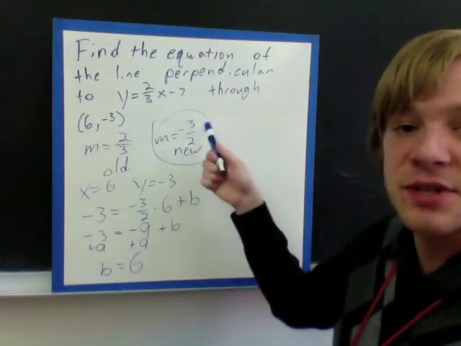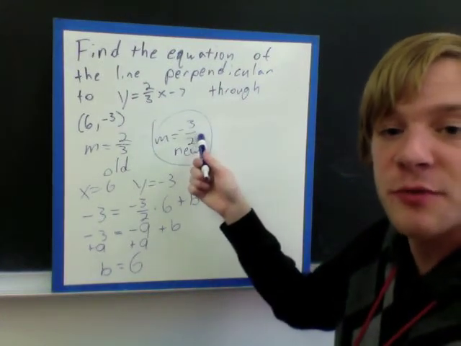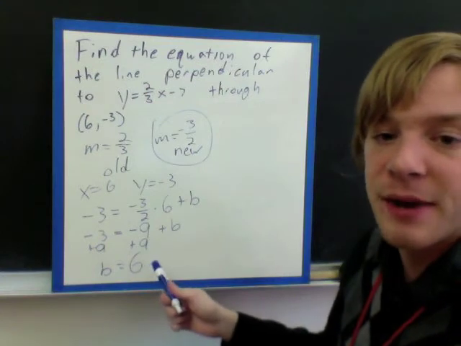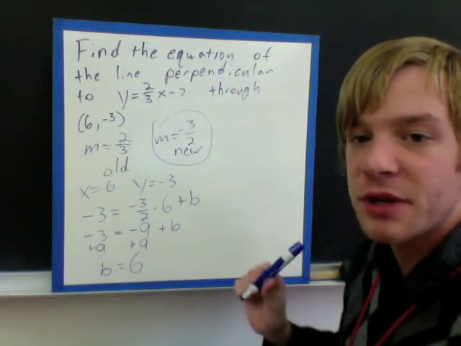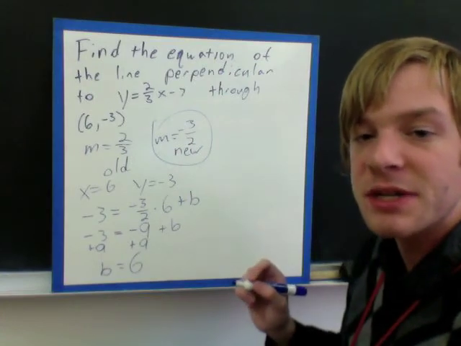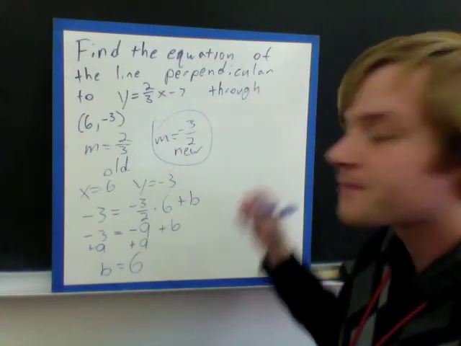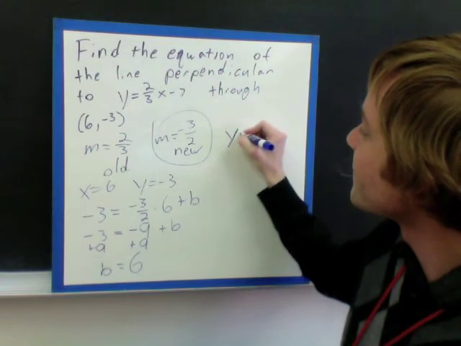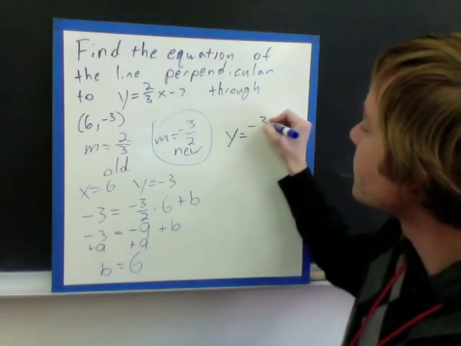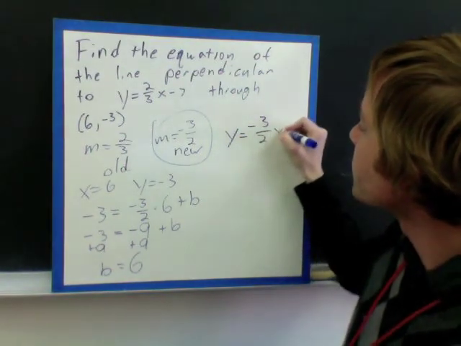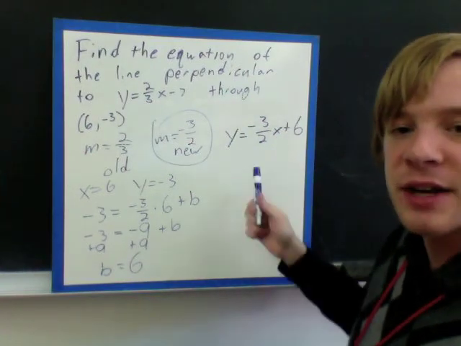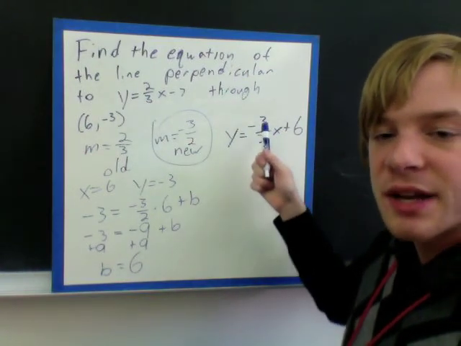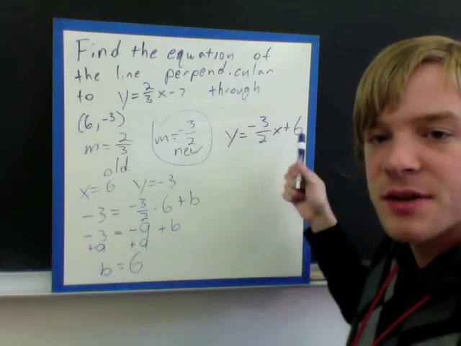Now I have my slope. My new slope is what I'm using for my new equation. I have my y-intercept right here, my b, and so I just have to plug into my y equals mx plus b, and I'll have my equation. And so my final answer here is y equals -3/2 x plus 6.